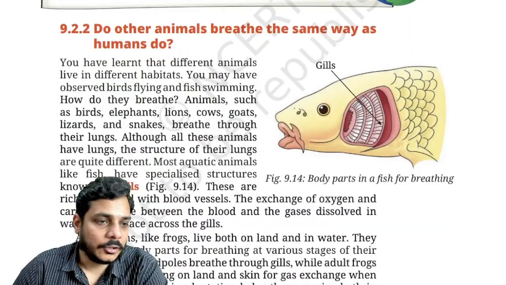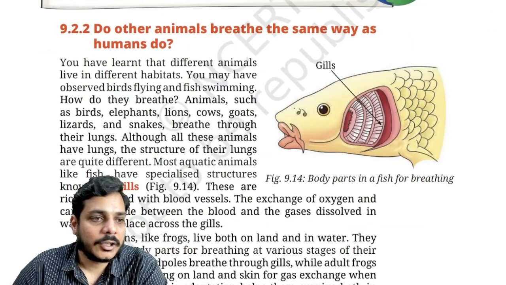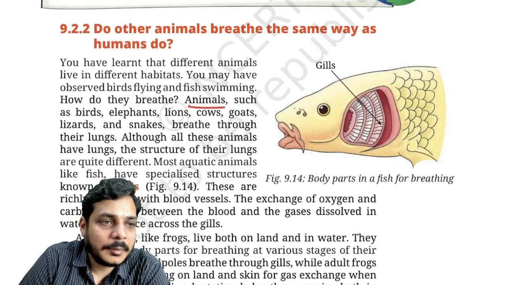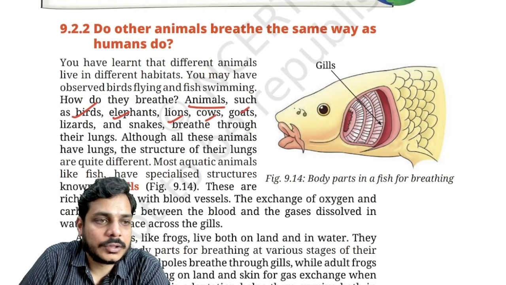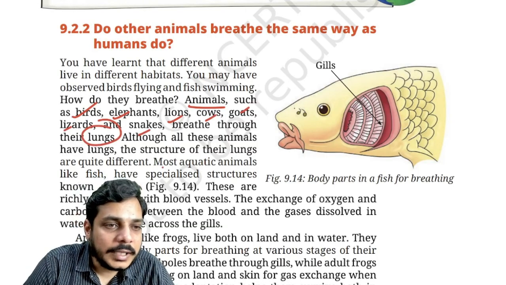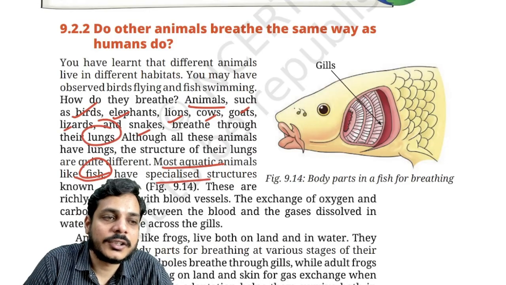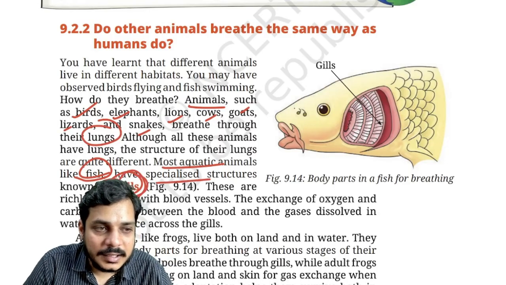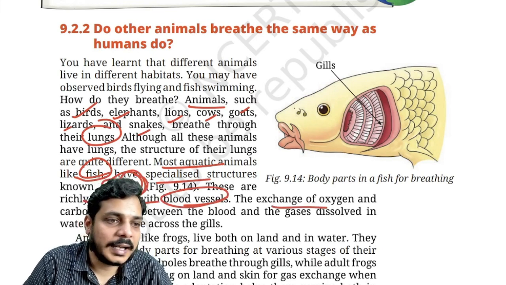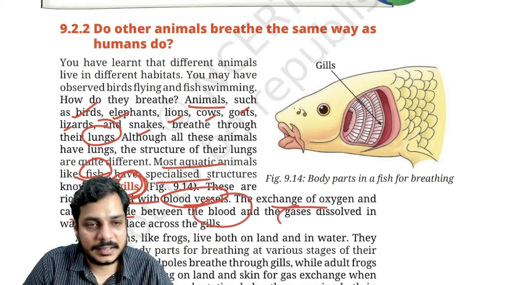Now talking about other animals, we talk about fish. How do they breathe? Animals like birds, elephants, lions, cows, goats, lizards, and snakes all breathe through lungs. There are other animals, most aquatic animals like fish, that have specialized features like gills. These are richly supplied by blood vessels, so there is exchange of oxygen and carbon dioxide between the blood and the gases dissolved in water.